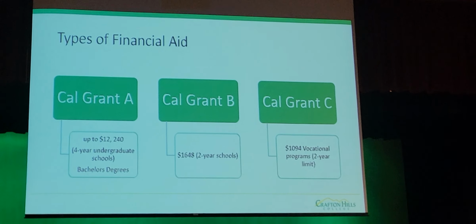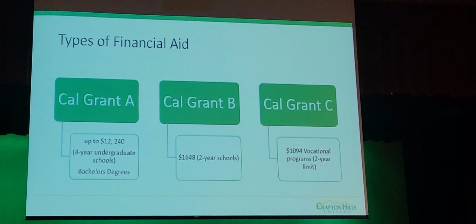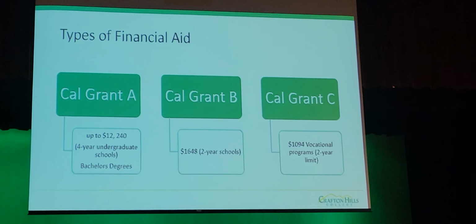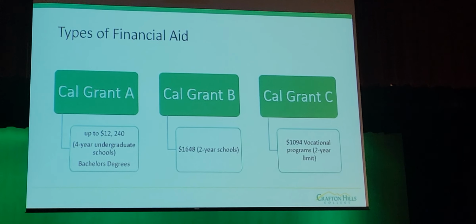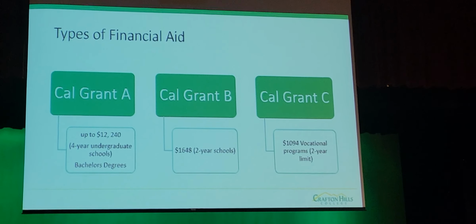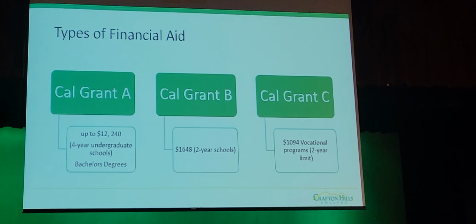And you'll notice that the funds are different, the amounts are different. It does depend on the university and community college that you go to. Cal Grant C is for the vocational programs. So if you're looking at going into respiratory or radiology programs at community colleges, that's what the Cal Grant C would fall under. Next slide, please.